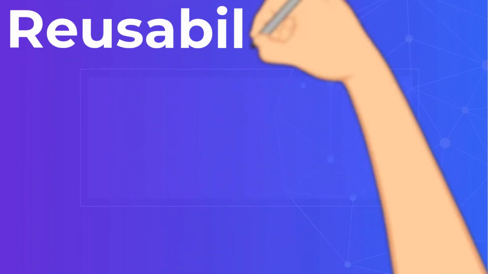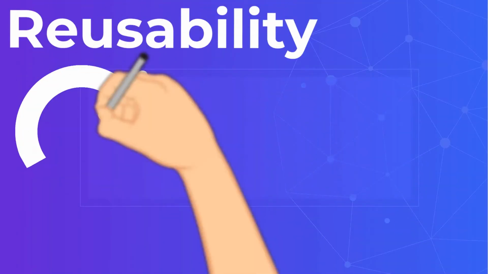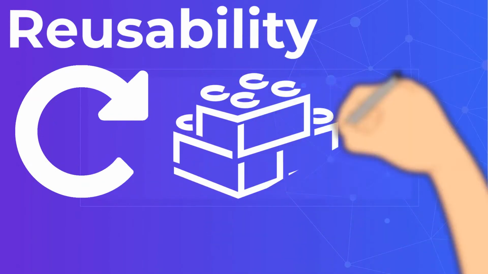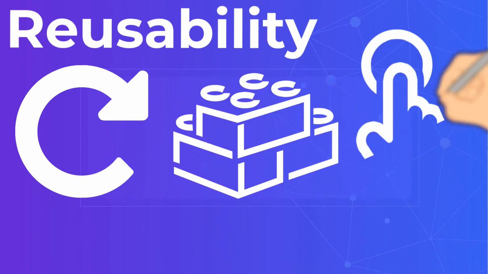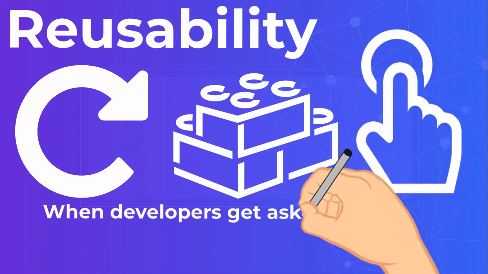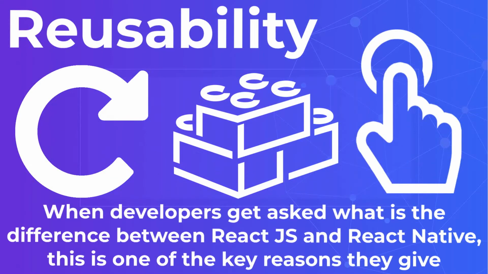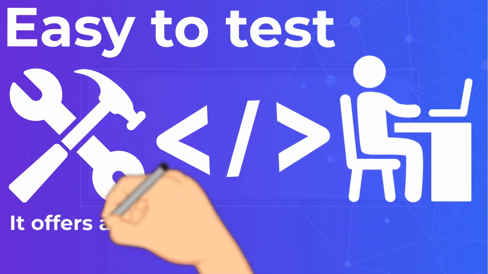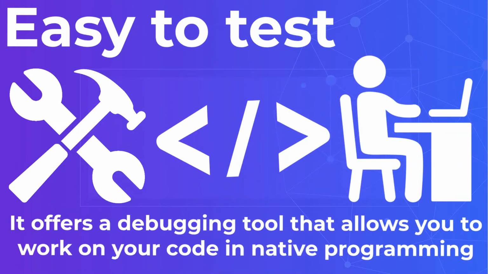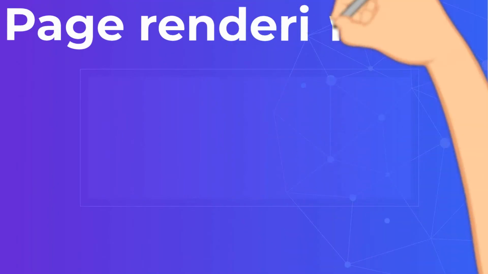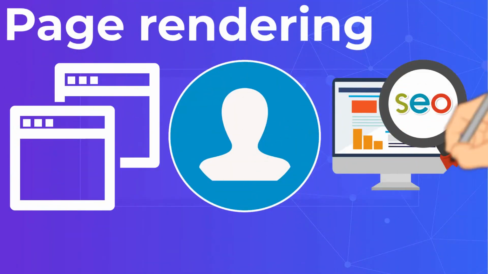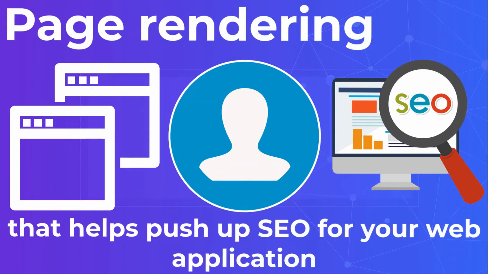Reusability. Because it's built on this block-type construct, its components can be used, reused, and moved around with ease. When developers get asked what is the difference between React.js and React Native, this is one of the key reasons they give. Easy to test. It offers a debugging tool that allows you to work on your code in native programming. Page rendering. It renders your pages fully, whether you're working server-side or user-side, and that helps push up SEO for your web application.